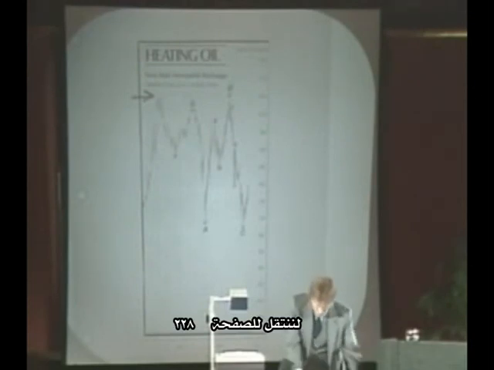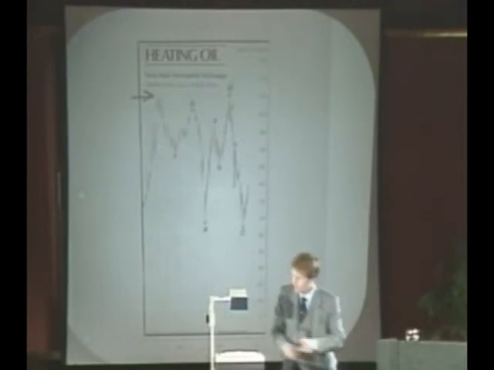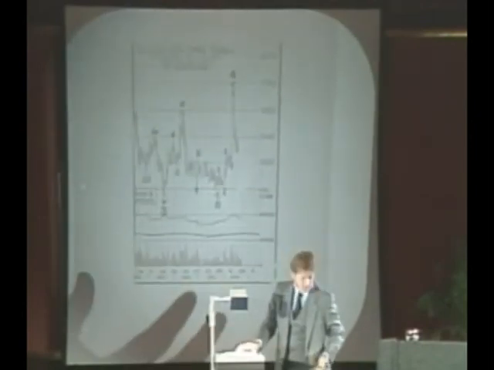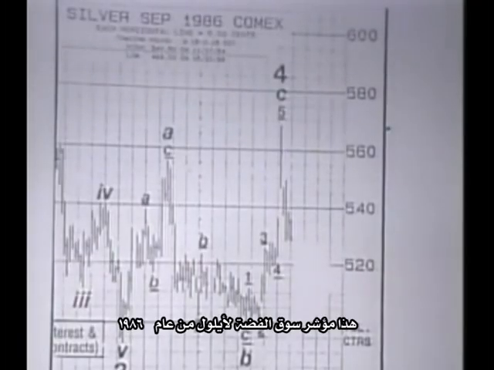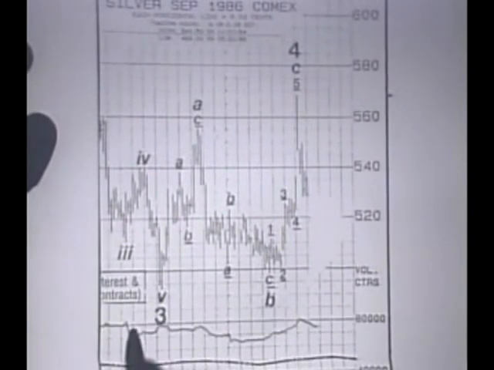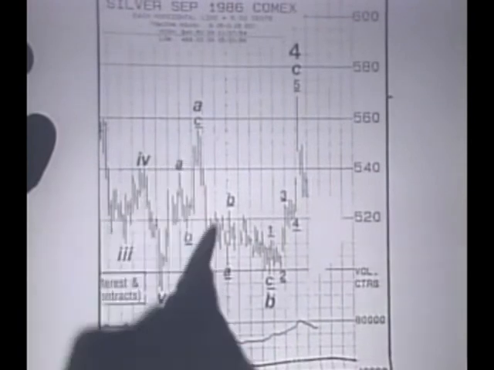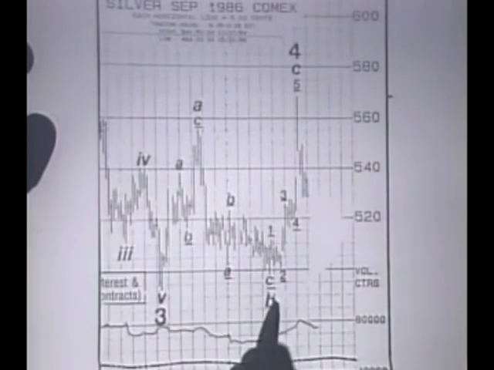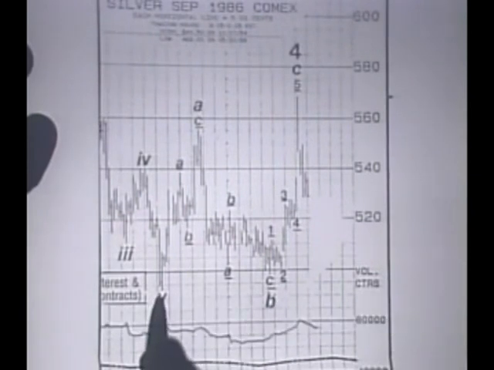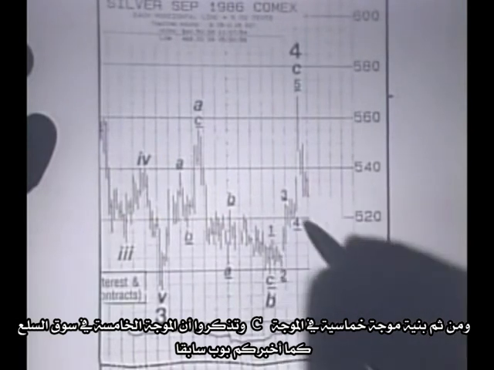Let's take a look at page 228. This is a chart of silver, September 86. What we see here, the pattern that we're looking at, is this A, B, C. Three waves up, completing the A wave, followed by a three-wave decline for the B wave, coming back roughly to the area at which the A wave began, and then followed by a five-wave structure for a C wave.